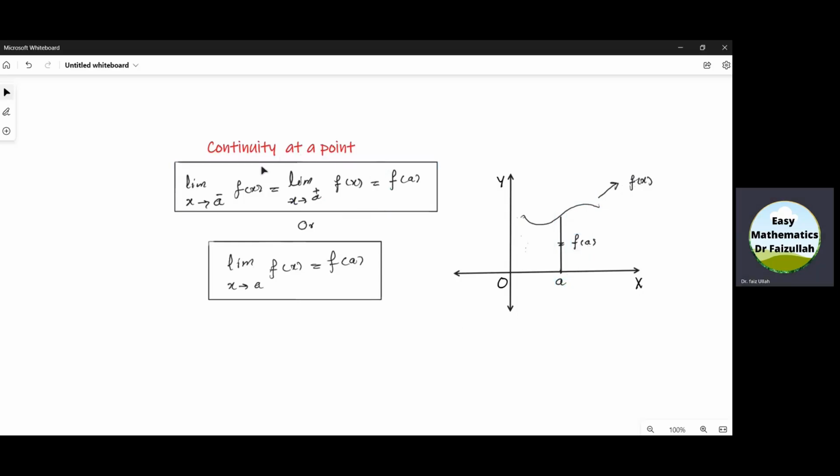Now from the second condition we can see that left hand limit is equal to right hand limit, and when they are equal, we say that the limit of the function exists. And in that case, we write limit x approaches a of f of x. So if we only prove that limit x approaches a of f of x is equal to f of a, it means the function is continuous.